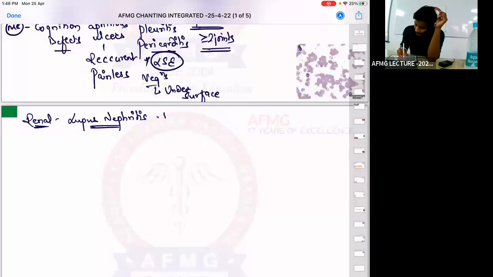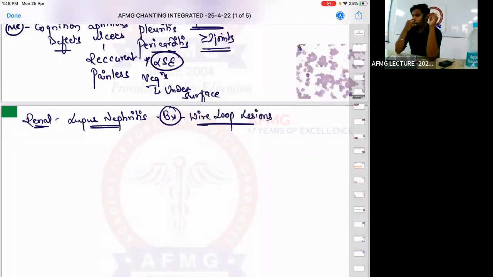If I talk about the biopsy of lupus nephritis, we discussed it. Which type of lesions are seen in kidneys? Very good. Which type of lesion, in which condition? Lupus nephritis. Now, there are almost 6 classes of lupus nephritis, okay? According to the involvement of the glomerulus, it is classified into 6 classes.